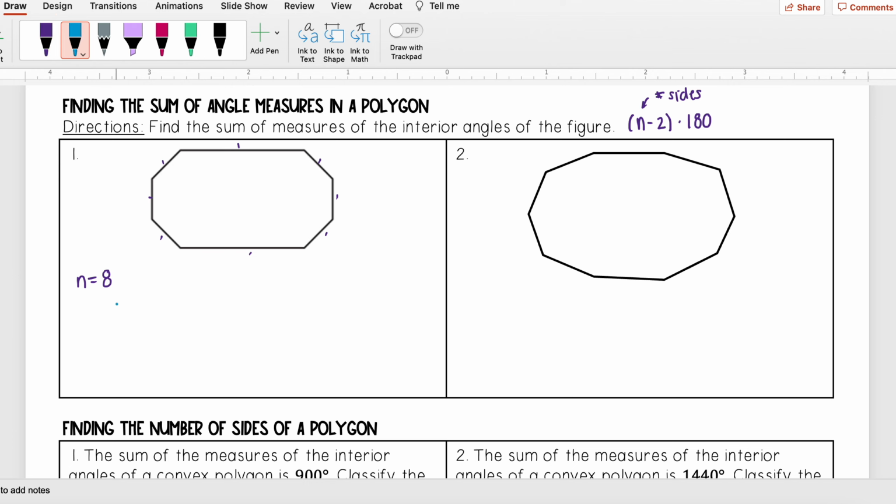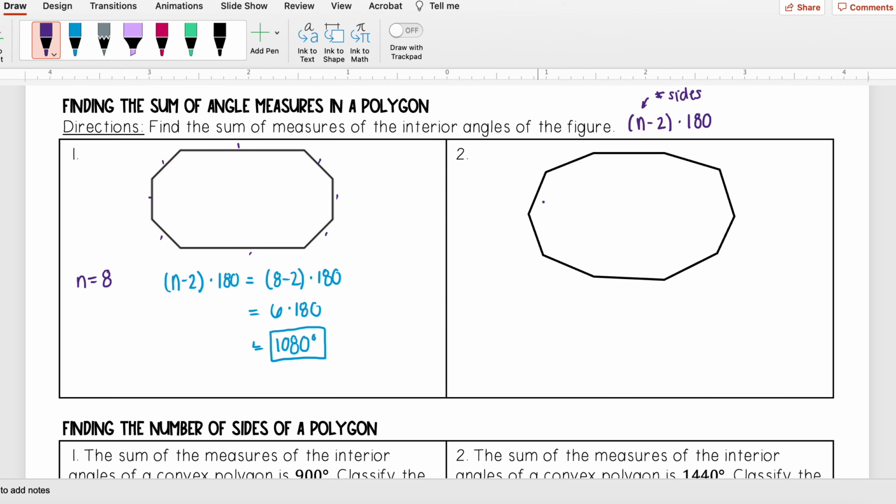And so now I can plug that into my formula. Again, my formula is n minus 2 times 180. Well, my n is 8, so I have 8 minus 2 times 180. 8 minus 2, I get 6. And then 6 times 180, I get 1080 degrees. So the sum of all the angles inside of this polygon is 1080 degrees. They all add up to that.